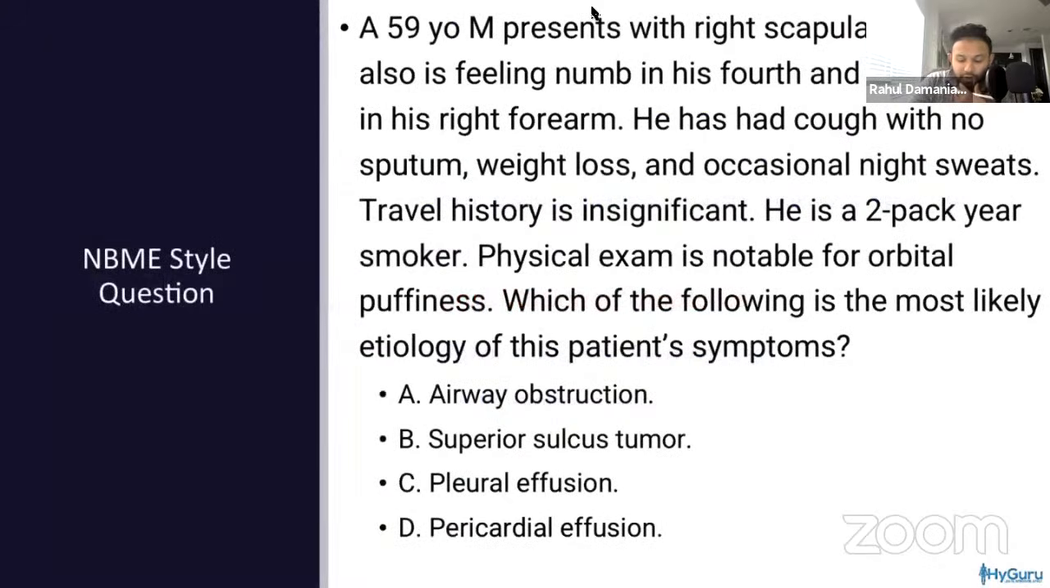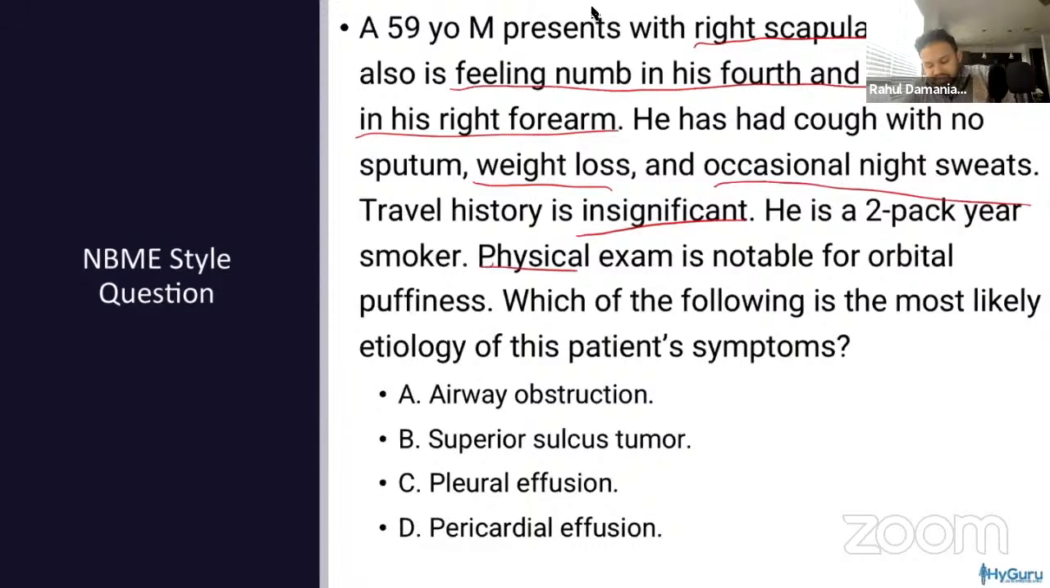A 59-year-old male presents with right scapular pain. He is also feeling numb in his fourth and fifth fingers in his right arm. He has had cough with no sputum, so a dry cough. He's had weight loss, and he's had occasional night sweats. Travel history is insignificant, so it's not tuberculosis. And he is a 2-pack year smoker. Physical exam is notable for orbital puffiness. Ooh. Which of the following is the most likely etiology for these patients' symptoms?